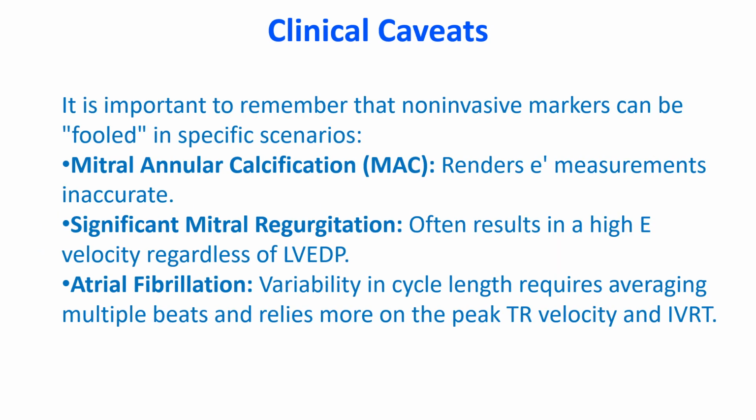It is important to remember that non-invasive markers can be fooled in specific scenarios. Mitral annular calcification renders E prime measurements inaccurate. Significant mitral regurgitation often results in a high E velocity regardless of LVEDP. In atrial fibrillation, variability in cycle length requires averaging multiple beats and relies more on the peak TR velocity and IVRT, that is isovolumic relaxation time.